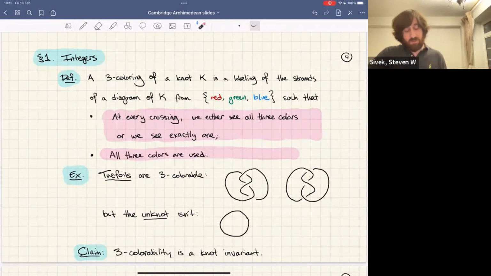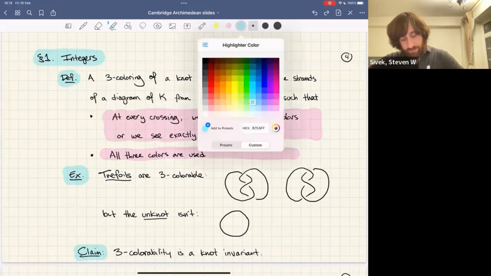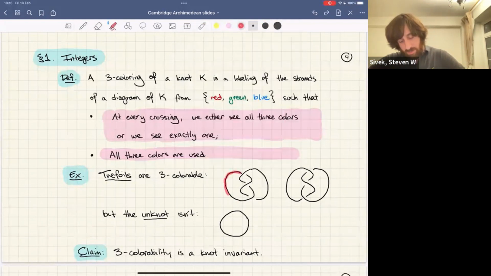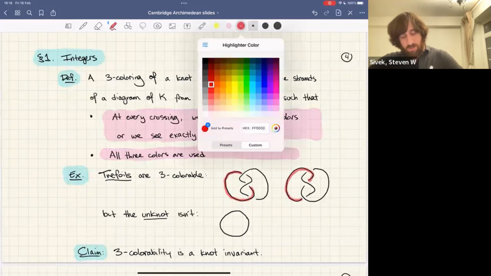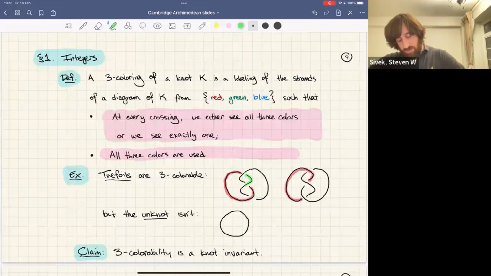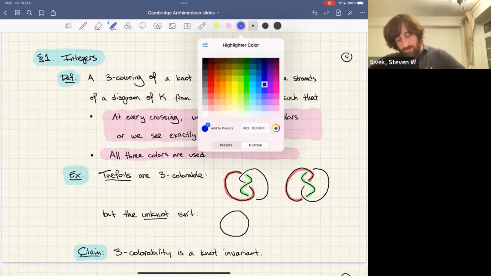So as an example, I claim that there are two trefoils if we're being very careful about it. Here's one and here's another, and they're so-called mirror images of each other. The crossings at each sort of corresponding point on the diagrams get flipped. So there are two of these, and these are both three colorable. So I'm going to try and color them in with the highlighter here. So I promised red. Let's just color one strand red on each of these. Then we could do green, maybe here. And blue.